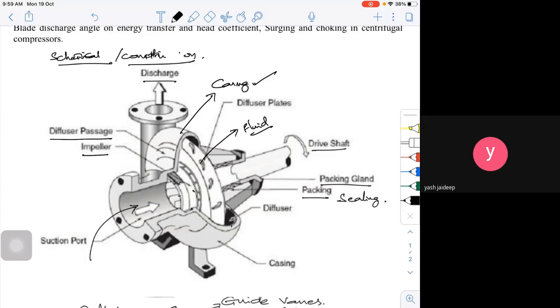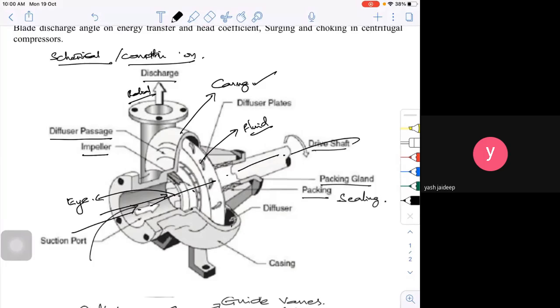Now the fluid will be entering in this fashion. This is called the eye of the impeller. The fluid enters at the eye of the impeller and goes exactly radially. If this is my axis, the flow is exactly perpendicular to it. This is the radial direction. That's why all centrifugal machines, whether a pump or a compressor, are called centrifugal as well as radial flow machines, because the flow is exactly in the radial direction.